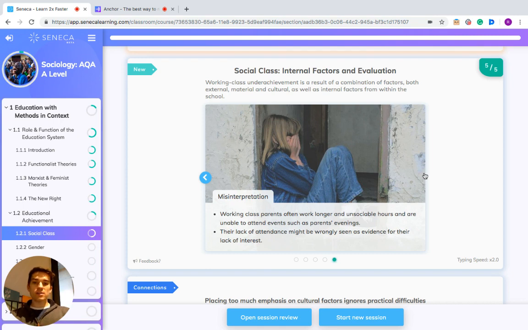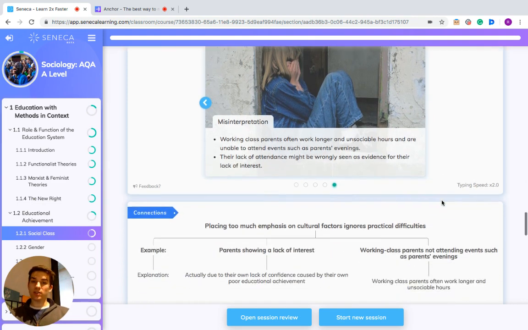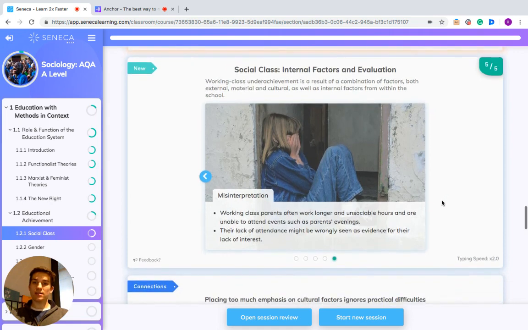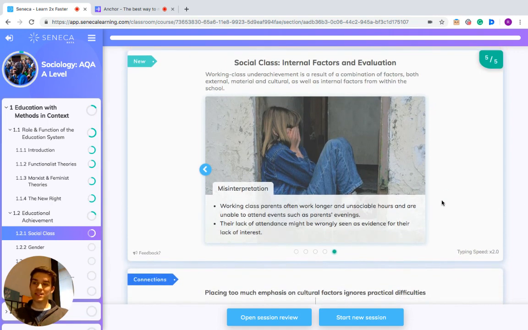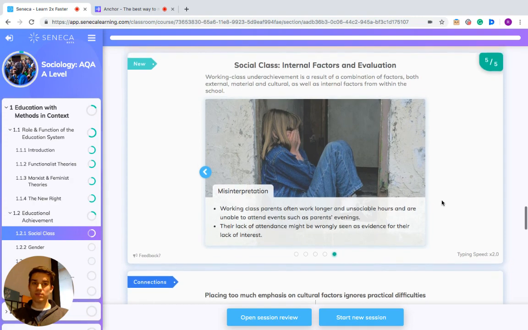Working class parents often also work longer and unsociable hours and are unable to attend events such as parents' evenings or other meetings with teachers or with schools. And their lack of attendance might be worryingly seen as evidence of their lack of interest by the child, which can help plant this idea in the student's head of a lack of investment from the parents.